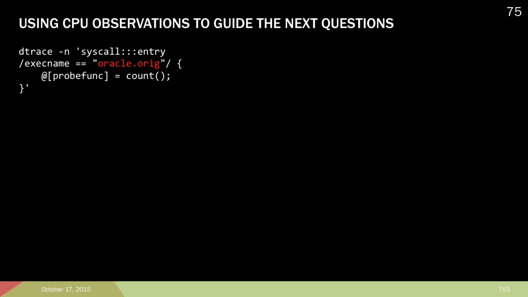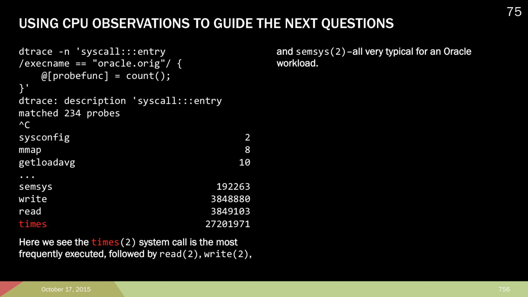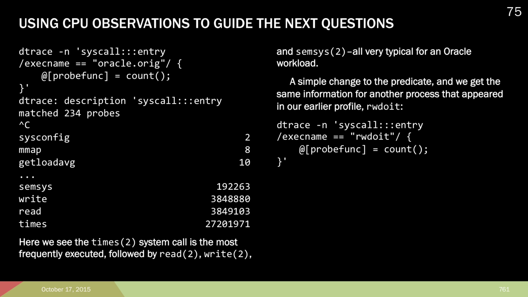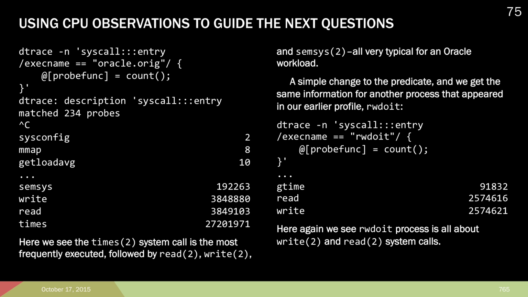Let's get syscall counts for our Oracle log writer process. Here we see the time system call is the most frequently executed, followed by read, then write, and semsys, all typical for an Oracle workload. A simple change to the predicate, and instead of getting the Oracle one, we can do the same for a process that appeared earlier, the read-write-do-it process. Here again, we see our read-write-do-it process is all about read and write system calls.